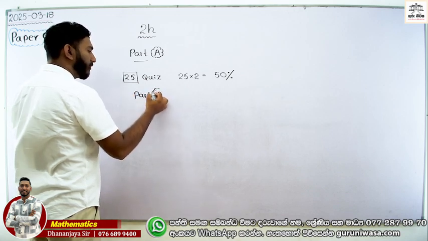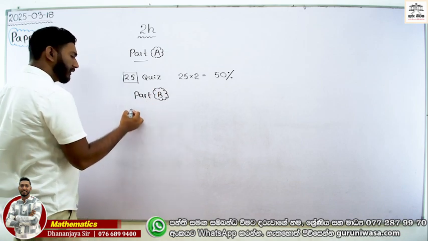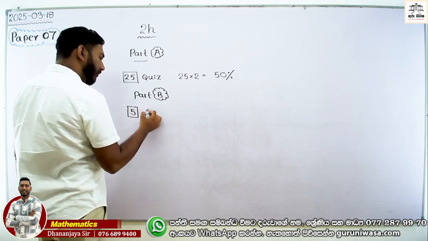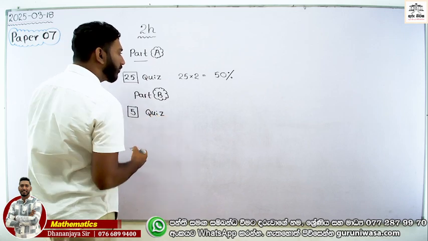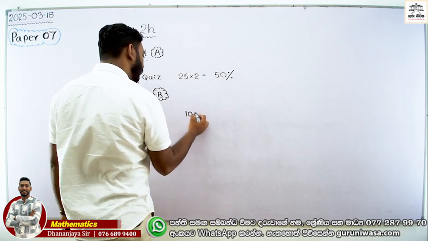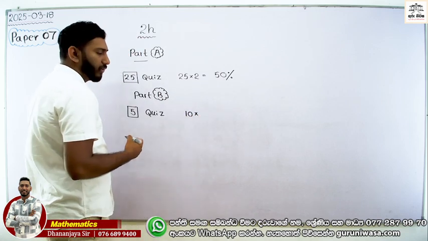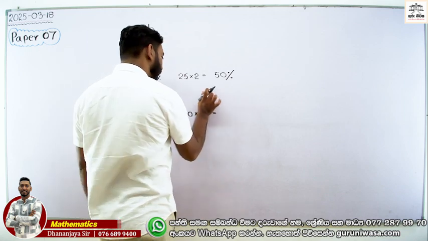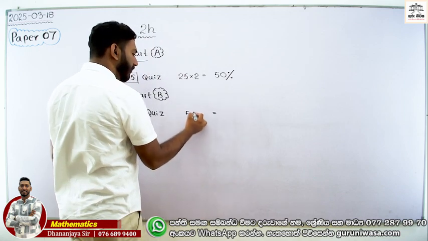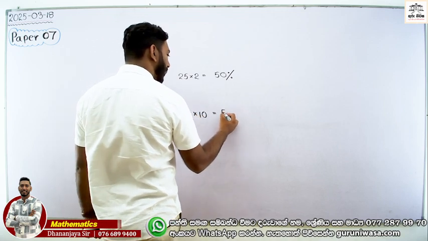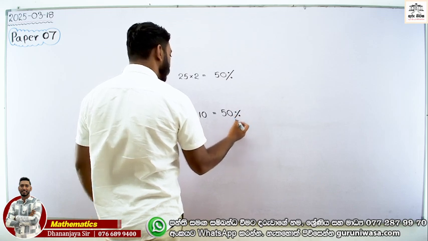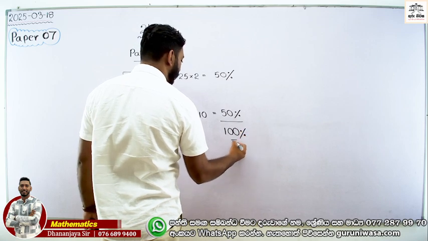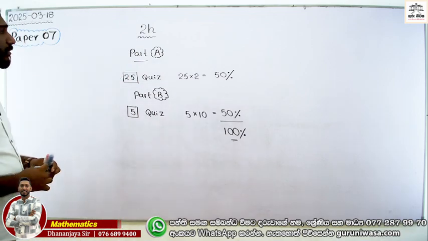And part B has compulsory, structured questions. There are 5 questions, and we need to write the answers for all of them. Each question carries 10 marks, so 10 times 5, 5 questions by 10 marks, is another 50%. Now totally 100%. This is how to get the marks for the 2-hour paper.